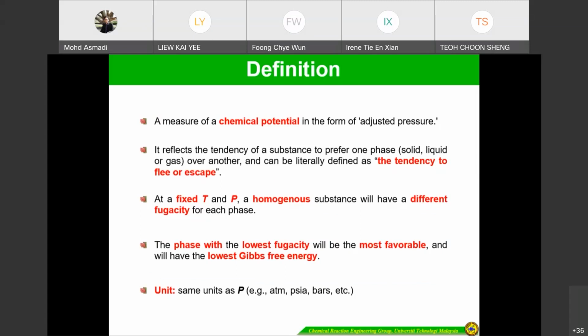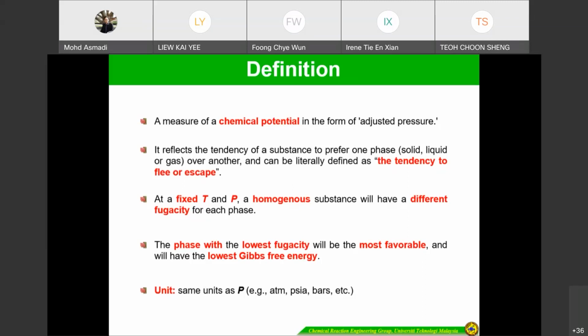Okay, so what you can understand is when you deal with the chemical potential of the component in the gas phase, all the components that may be in the gas phase, we can use this fugacity, because it reflects the tendency of the substance to prefer one phase: solid, liquid and gas. It tries to escape from one phase to another phase. So we can literally define it as the tendency to flee or escape. This is the definition of the fugacity.